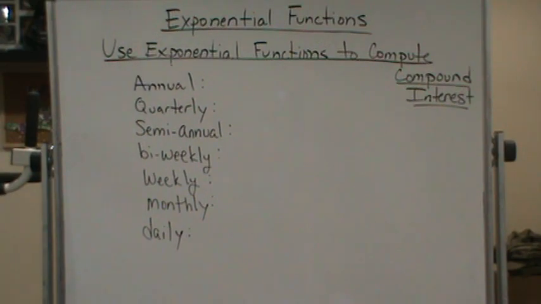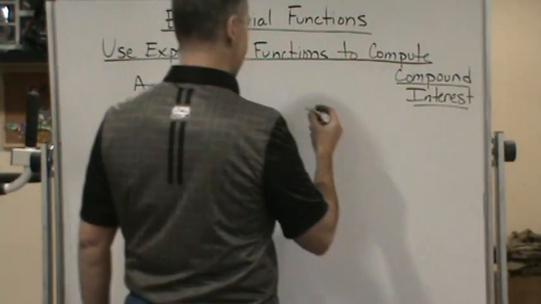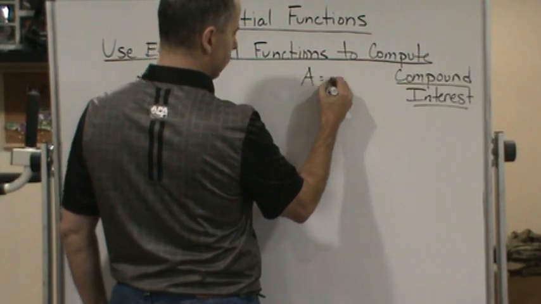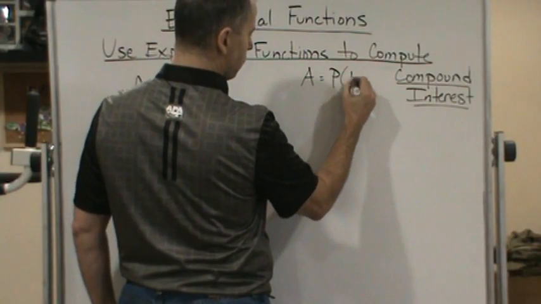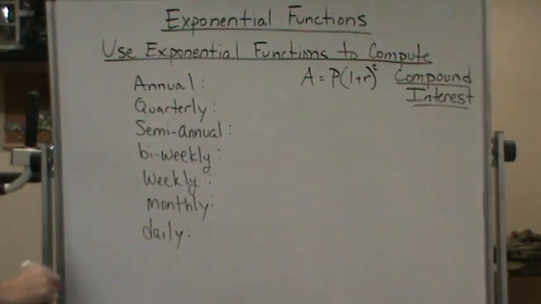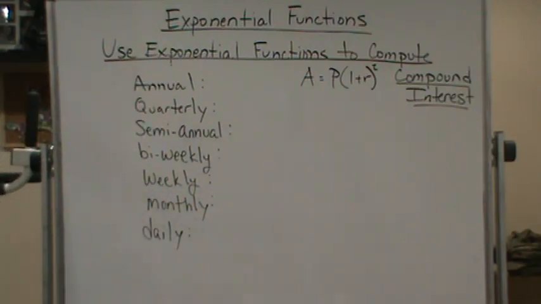All right, welcome back. And now let's talk about one more aspect. So we talked about the compound interest formula, which is A equals P times (1 plus R) raised to the T power, right? Where T is the number of years and R is the annual interest rate. Now, this is based on annual compounding, right?